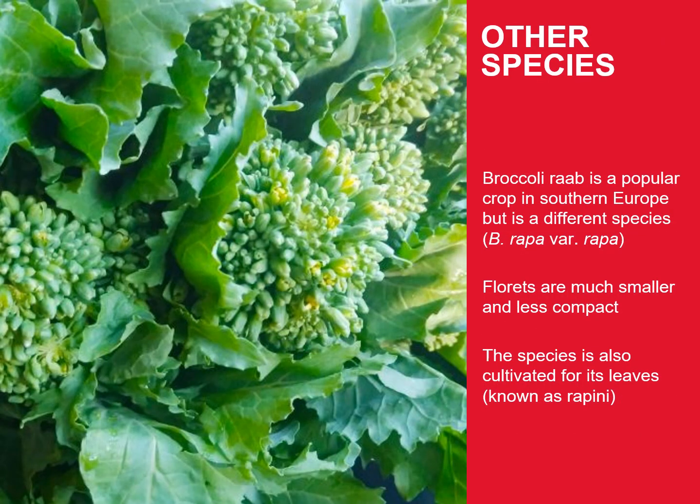There's another species called Brassica rapa, which again I'll talk about in the following screencasts. It's also known as broccoli rab, and it's a popular crop in southern Europe, but it's a different species to the Brassica oleracea italica variety of broccoli, which is the main focus of this screencast. The florets of that species are generally smaller and less compact. And the species is also cultivated for its leaves. You may have heard of rapini leaves, and they're quite bitter, and they're harvested as a baby leaf crop, and that's the same species as this.